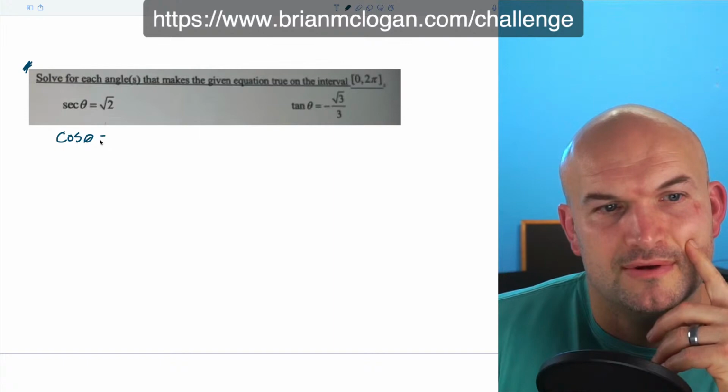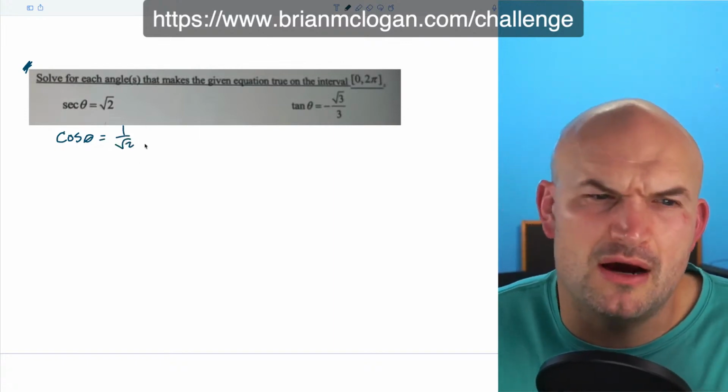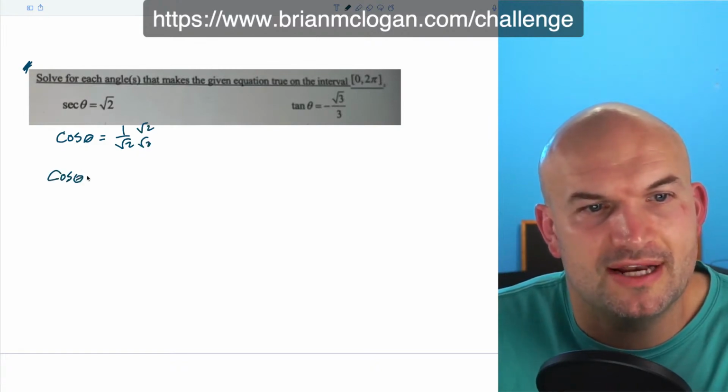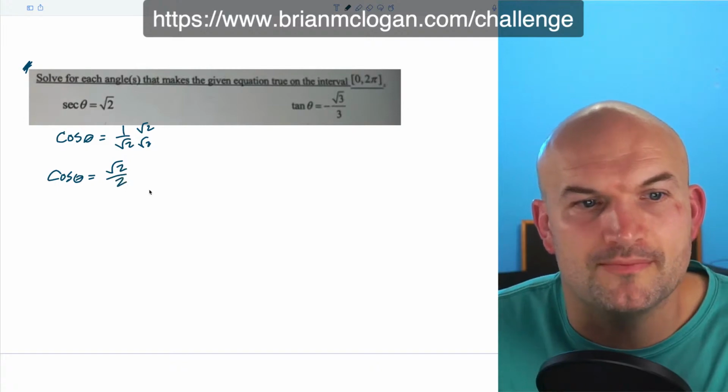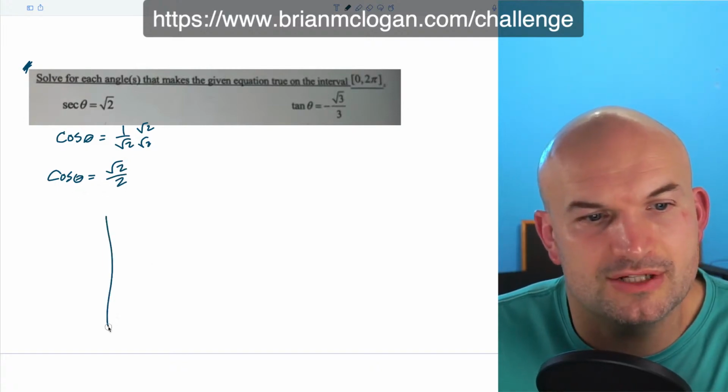The cosine of theta equals 1 over square root of 2, right? So now you say, oh, well, I can just rationalize the denominator here. So therefore, the cosine of theta equals square root of 2 over 2. And you say, oh, when is this equal to that? When is cosine of theta equal to square root of 2 over 2?